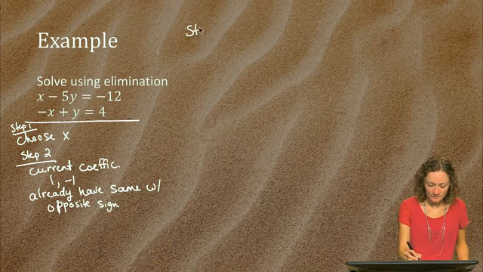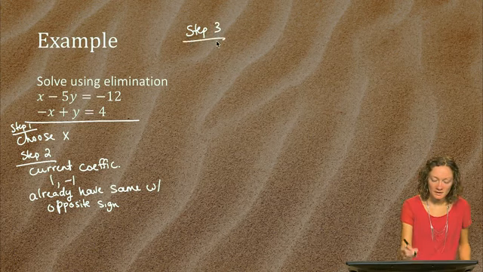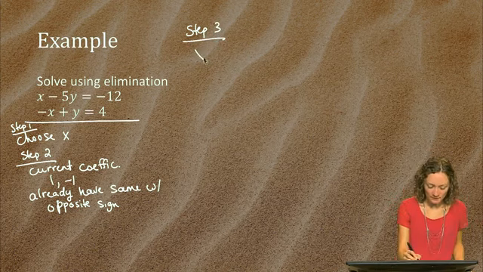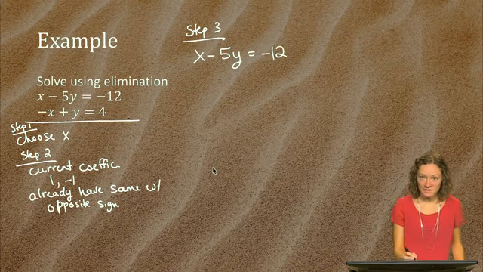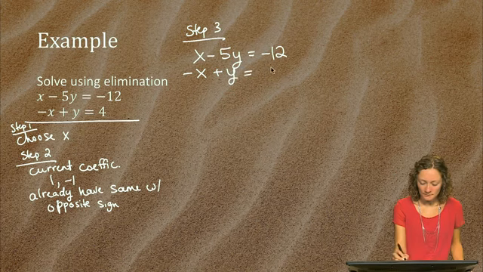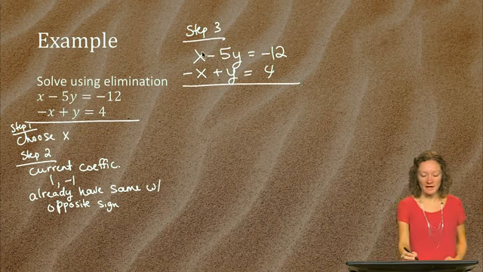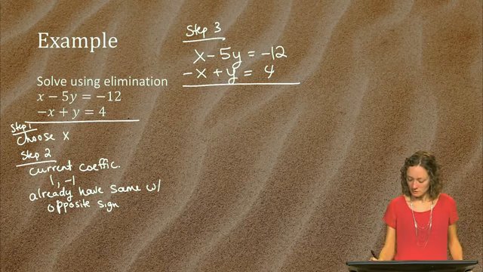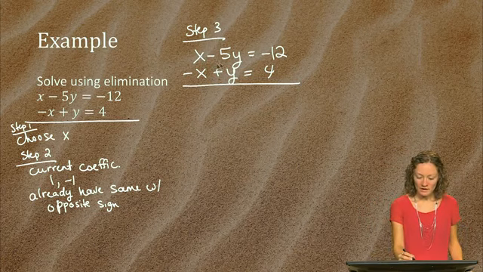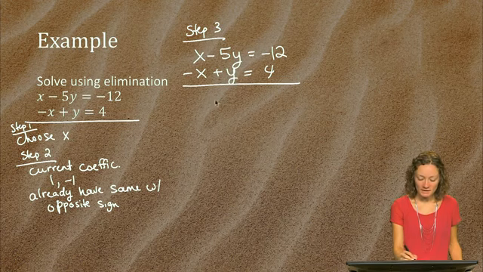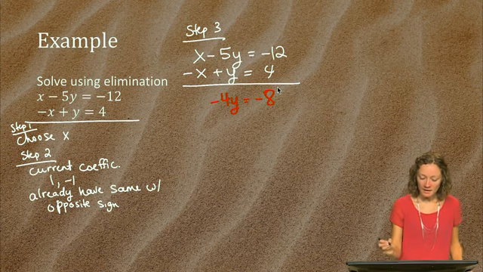Step 3 is to vertically add the equations together. One important note is that the equal signs have to line up. So we're vertically adding. So we have x minus x, gone. We have negative 5y plus y, negative 4y. Negative 12 plus 4 gives us negative 8.